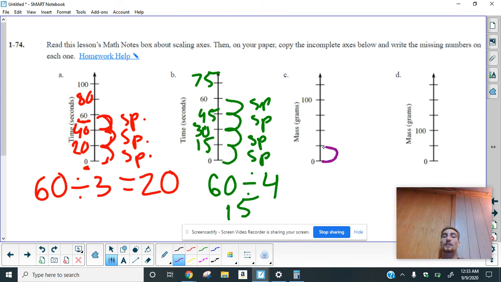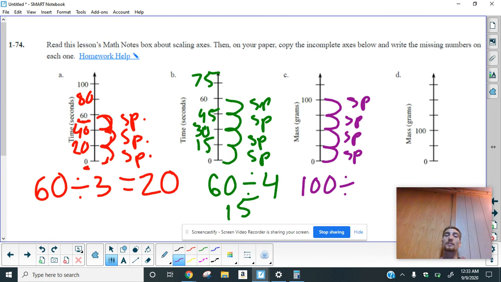We're going to look at how many spaces. 1, 2, 3, 4. SP just means space. And then we go from 0 to 100. So we're going to say 100 divided by the number of spaces we have. 1, 2, 3, 4. And 100 divided by 4, that is 25. And so we're going to go up by 25 each time here. And then we hit 100, and then we're going to be at 125.